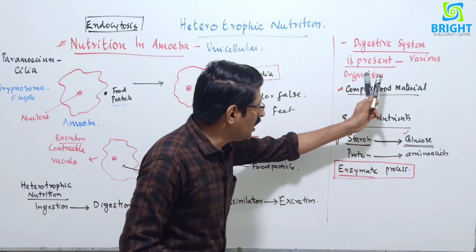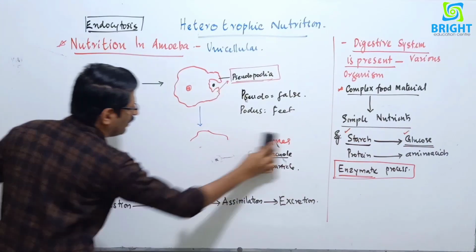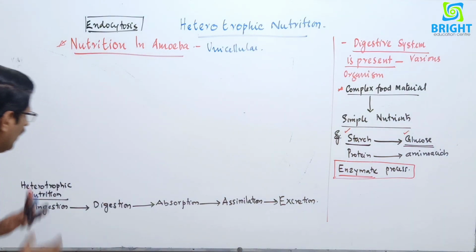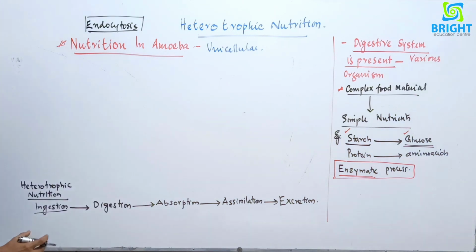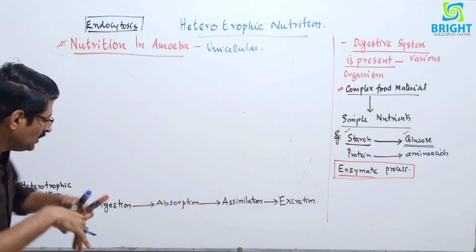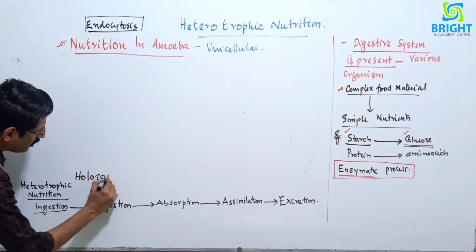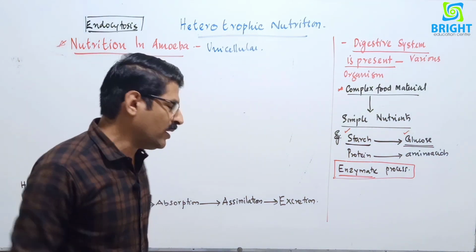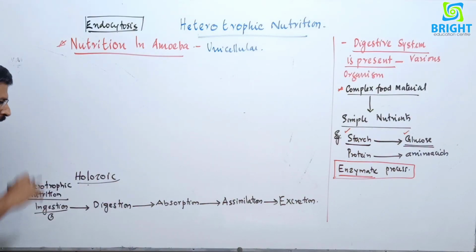So you must know what is nutrition, and what is heterotrophic nutrition. The important stages of heterotrophic nutrition are: first one is ingestion. Here the food particle is captured, that is, food is swallowed. So there is the ingestion of food material. So the holozoic mode of nutrition, in animals like amoeba and all other animals, the first step is ingestion, taking the food material.